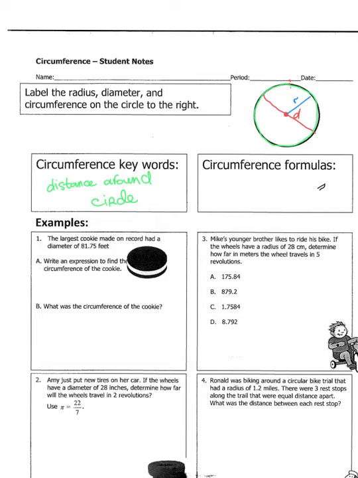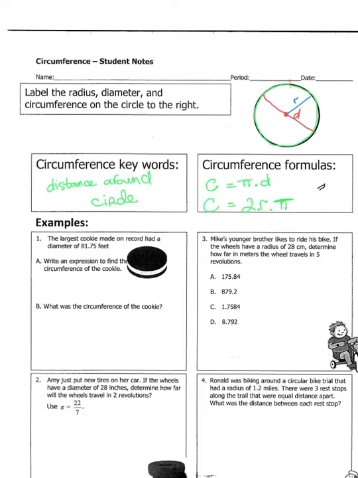And we have the formula: pi times diameter, or 3.14 times diameter. If they are giving you a radius, we will double that radius, which is the diameter, and we multiply with pi, or 3.14.